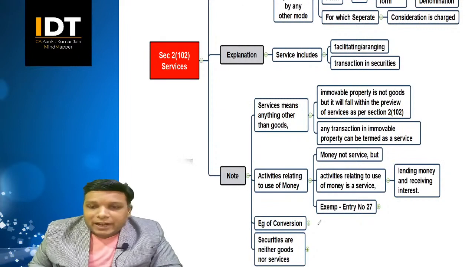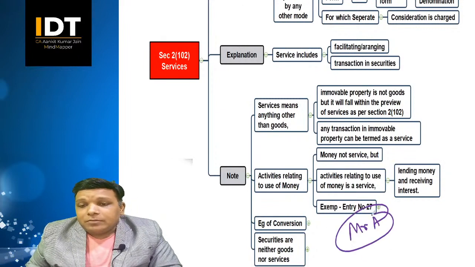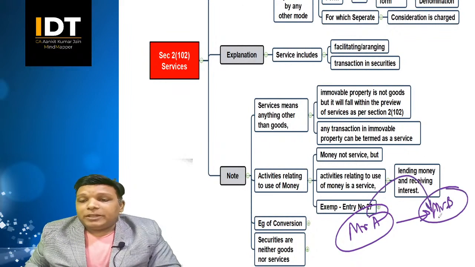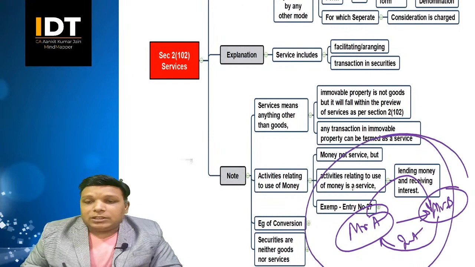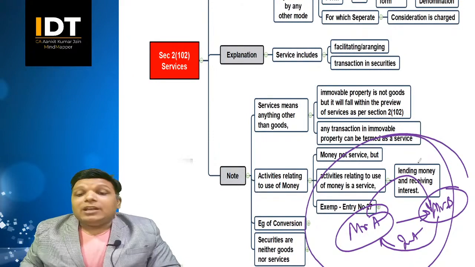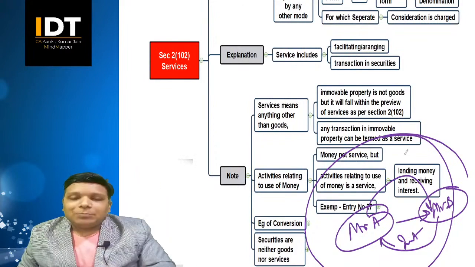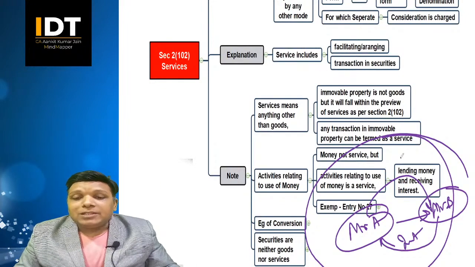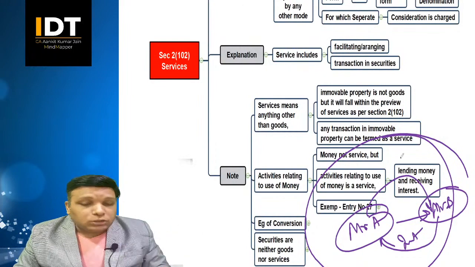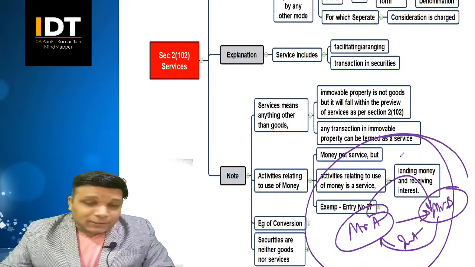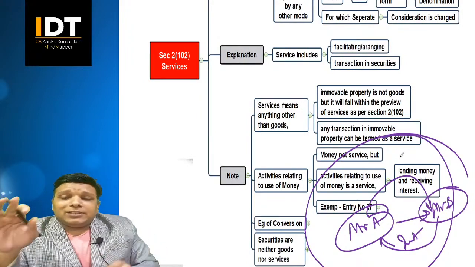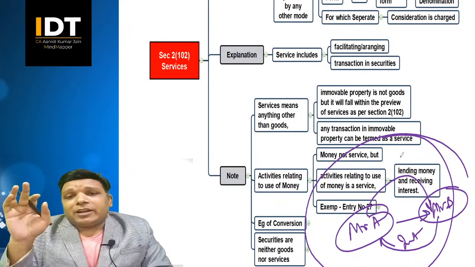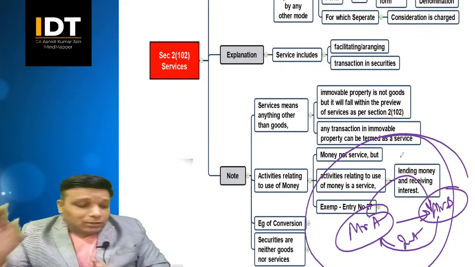So what is happening here is that Mr. A is giving money to Mr. B, and Mr. B has to make the payment of interest, right? So this particular activity is called a service. Here what is happening is that I am using my money to generate more money. That means this is an activity relating to the use of money, correct? And this particular thing, when you look at it, is a service, but this is exempted as per entry number 27, correct? So this we will understand once we go to the exemption aspects.